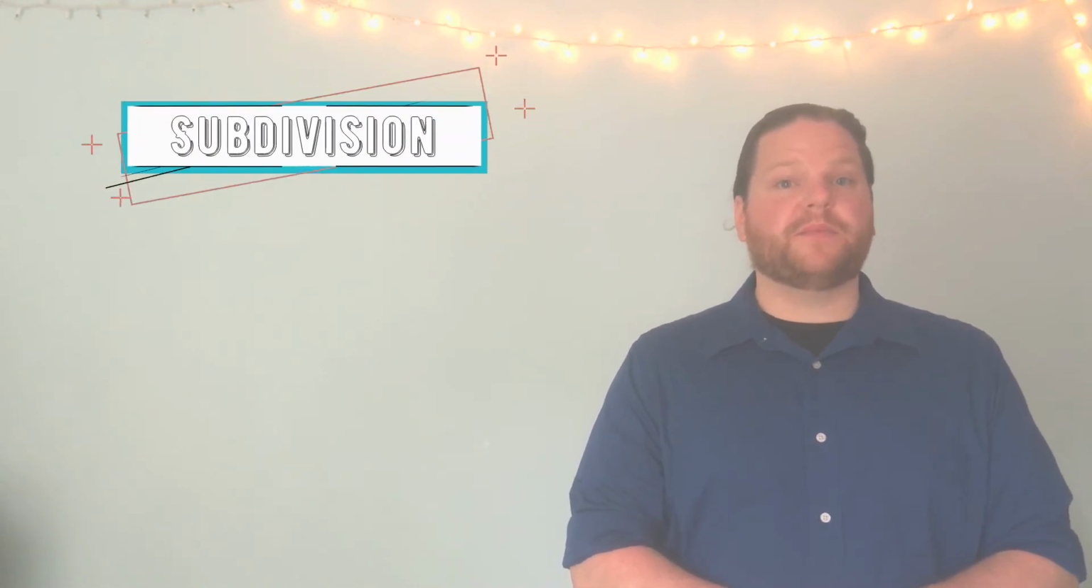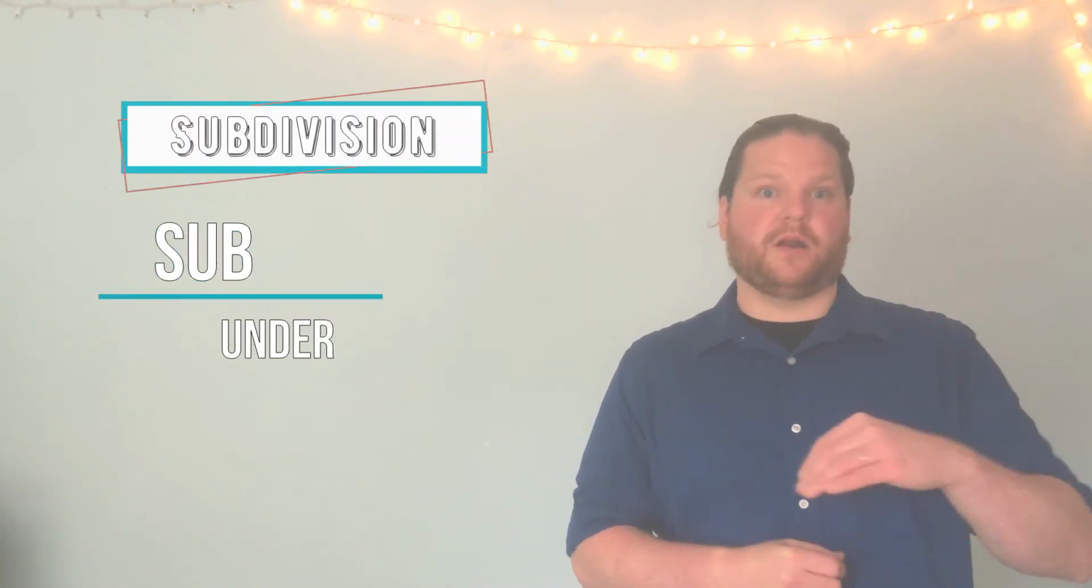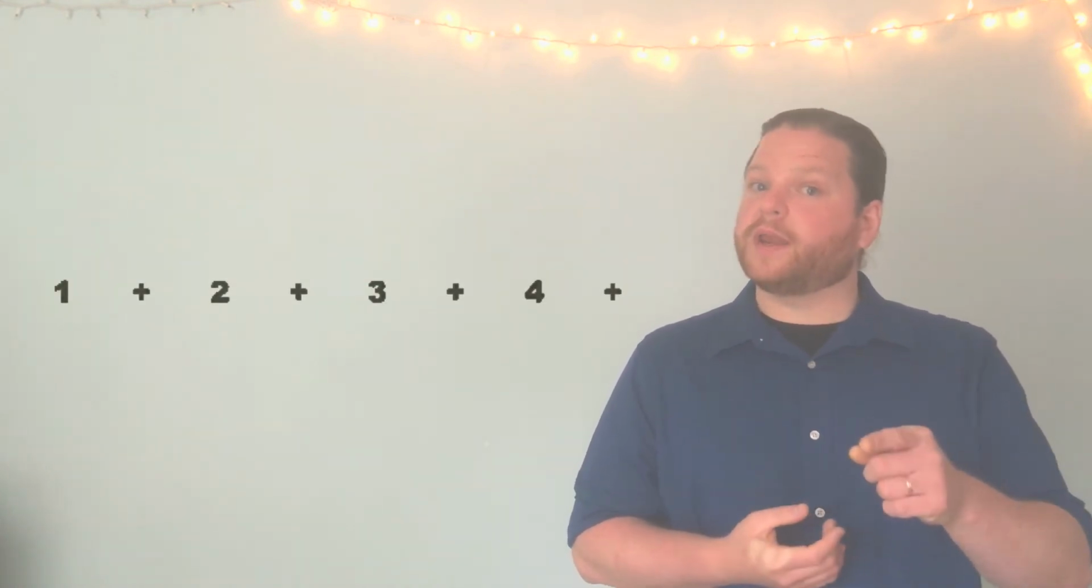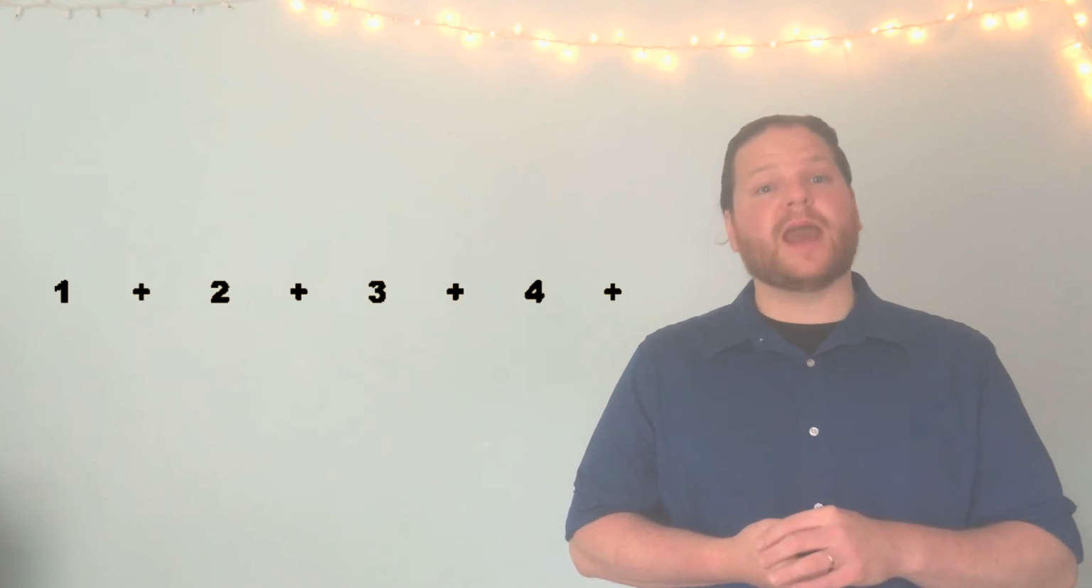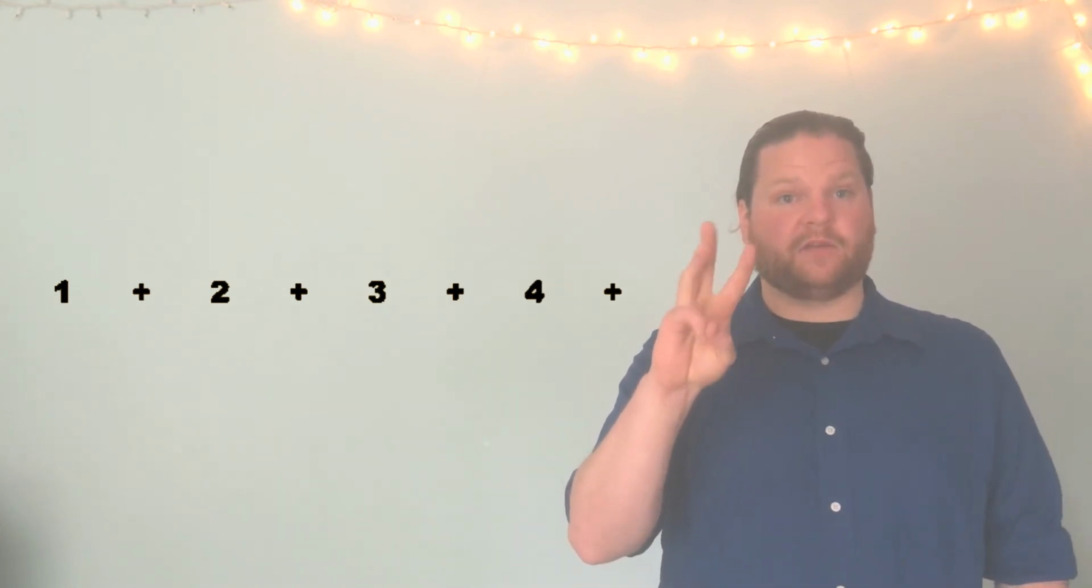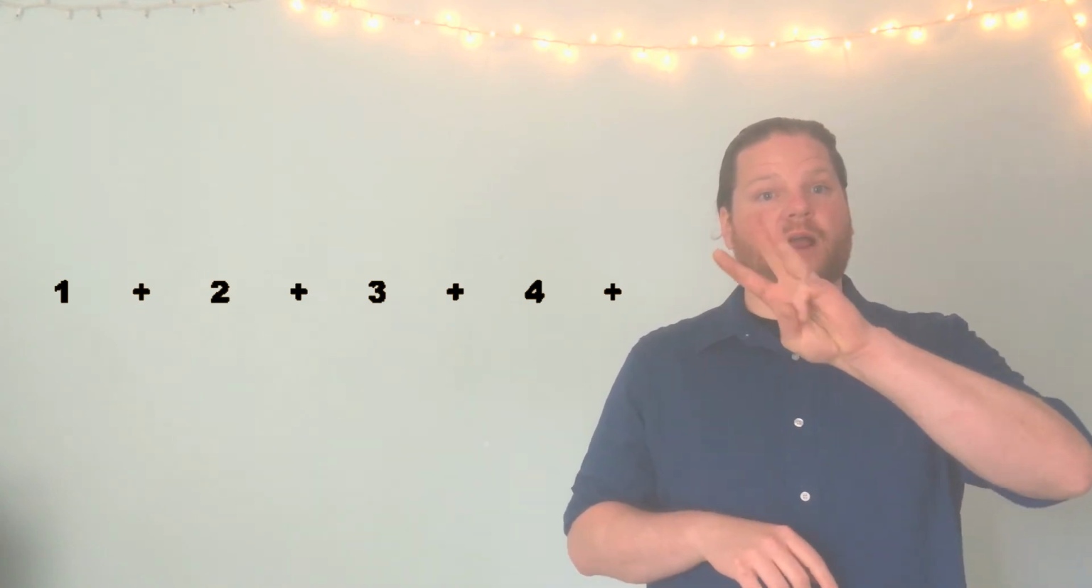So, how to count eighth notes? We do a thing called subdivision. The word means sub, under, division, to divide. So we're dividing the beat into small bits, and the way we say that verbally is 1 and 2 and 3 and 4 and. Notice that there are 8 syllables. 1 and 2 and 3 and 4 and.